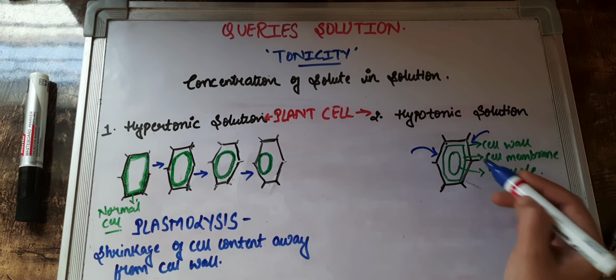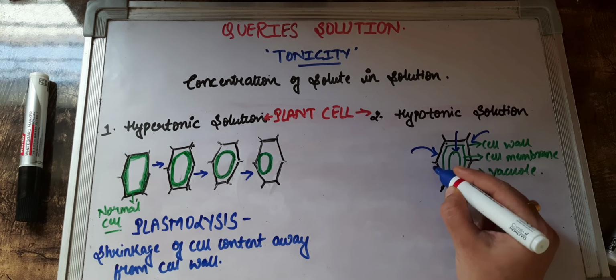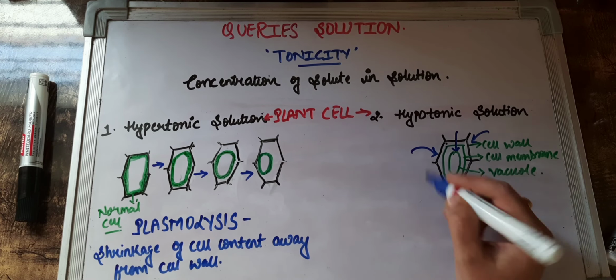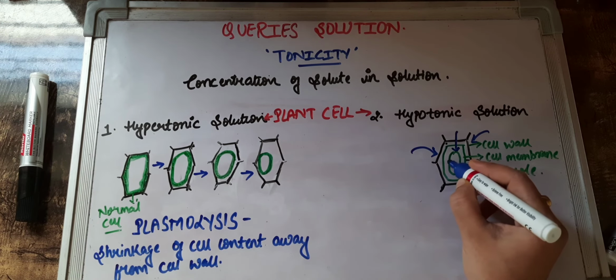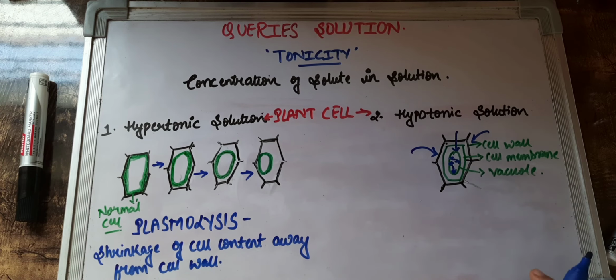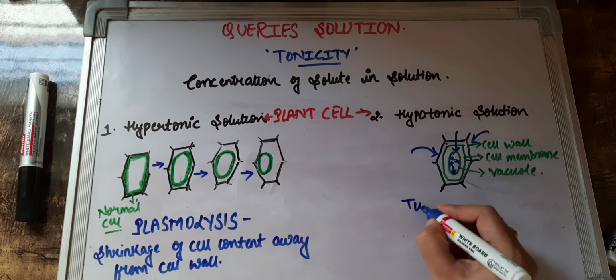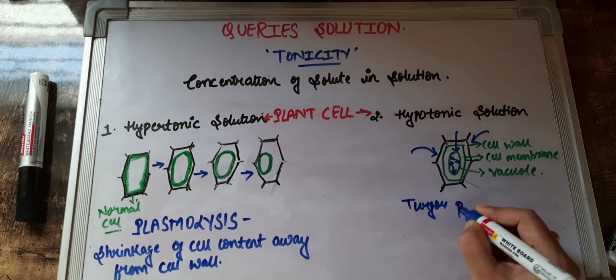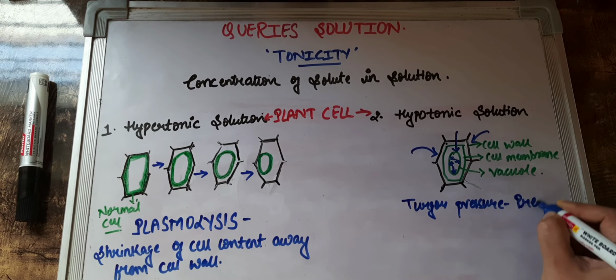So it will come down through the cell wall, through the cell membrane, and it will come down into this vacuole. As more and more water will enter, children, what will happen? This vacuole will start developing a pressure, or the membranes which are there will start developing a pressure on the outer side. And this pressure, children, which is exerted by the membrane is known as turgor pressure. What is turgor pressure? The pressure which is exerted by the wall of a cell.